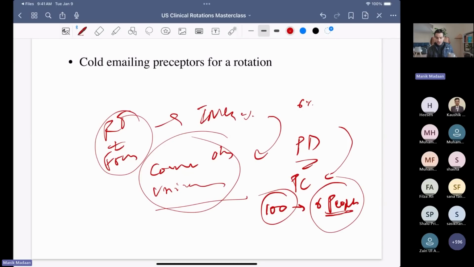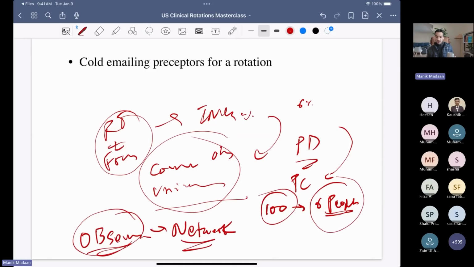The other way to do observerships is to get into a networking society, which is to network with people. And when I say networking, I mean people who are above your level, so people who are residents or fellows, or people who might be in the match with you and you think they know other people. You can help them, they can help you, and try to get observerships.